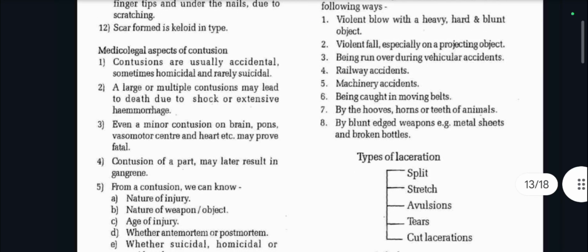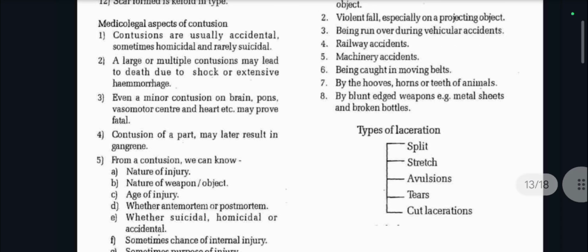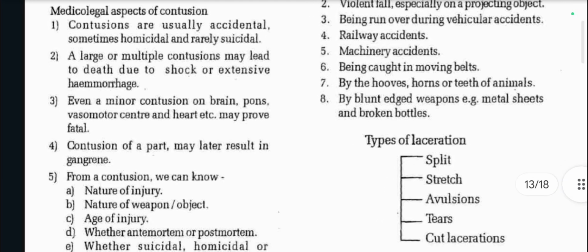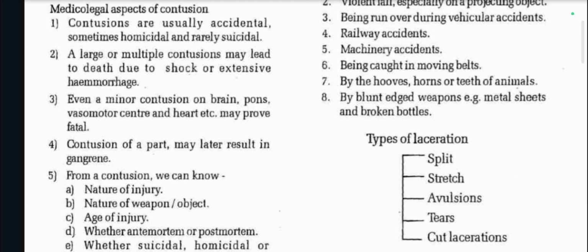Now what are the medical legal aspects of contusion? Contusions are usually accidental, sometimes homicidal, and rarely suicidal. A large or multiple contusions may lead to death due to shock or extensive hemorrhage. Even a minor contusion on brain, pons, or vasomotor center and heart, etc. may prove fatal. Contusion of a part may later result in gangrene.